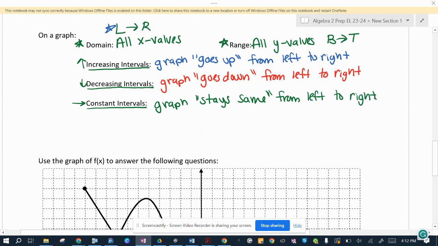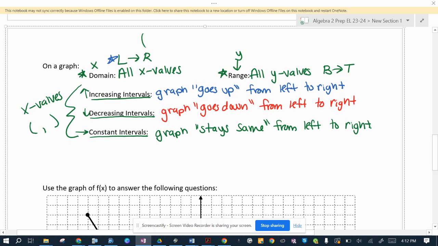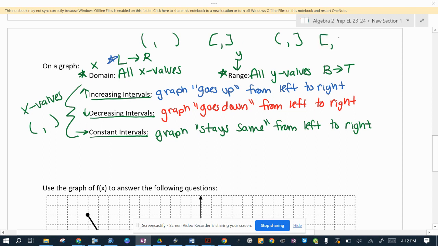All right, if you need more time to copy down those definitions, please pause the video now. Also with these intervals, we are always going to use our x values. So we're always using the same values we would use for the domain. The only time we use y values is with the range. Everything else is our x values. We also are only going to use parentheses or round brackets. With domain and range, we could have used parentheses, square brackets, or a combination of those. But with intervals, we're always only going to use the round brackets or the parentheses.